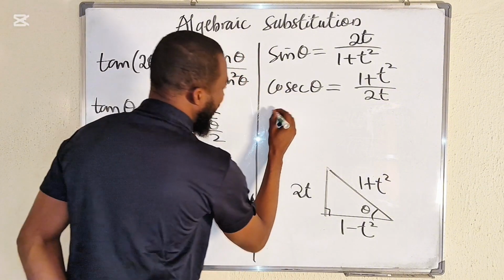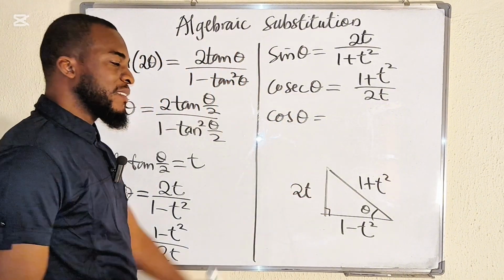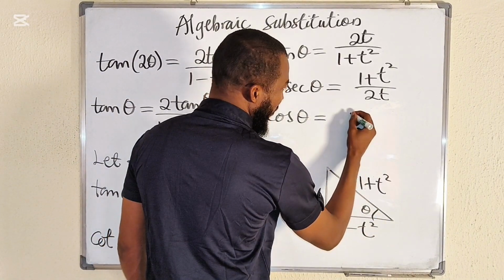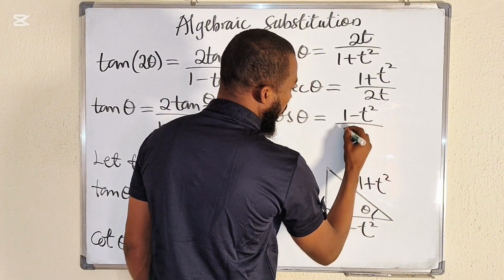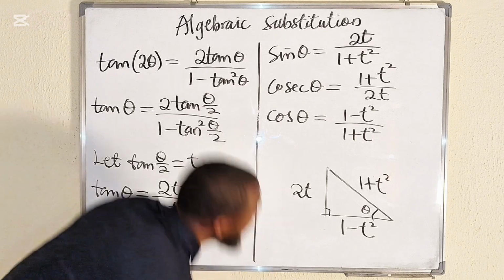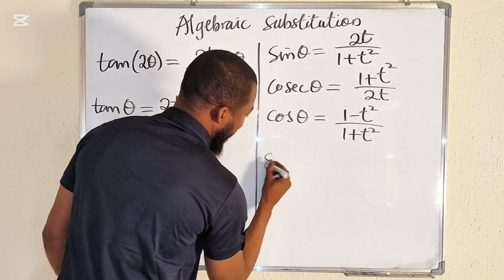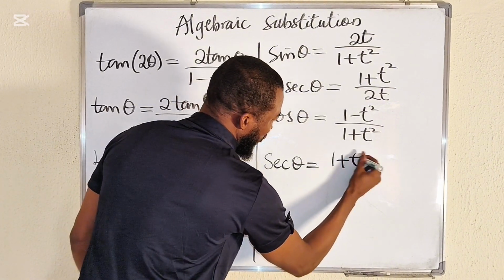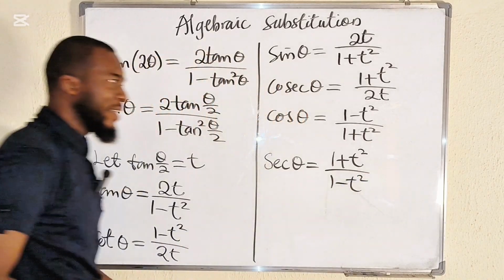Then we have cosine, which is adjacent divided by the hypotenuse. The adjacent side is 1 minus t squared. The hypotenuse is 1 plus t squared. Then lastly, its reciprocal, which is secant, will be 1 plus t squared divided by 1 minus t squared.